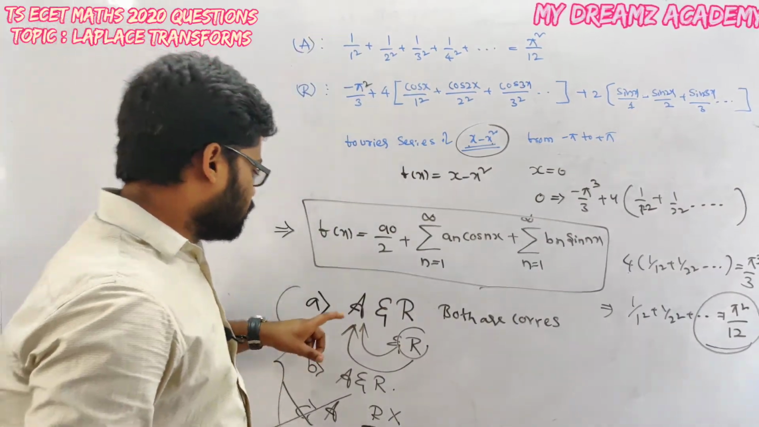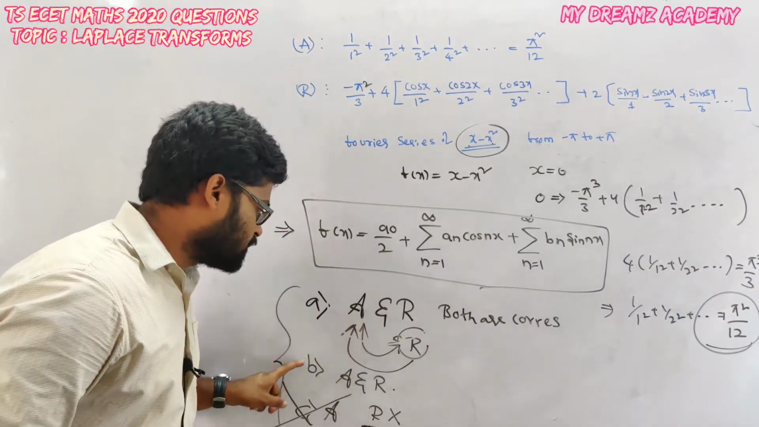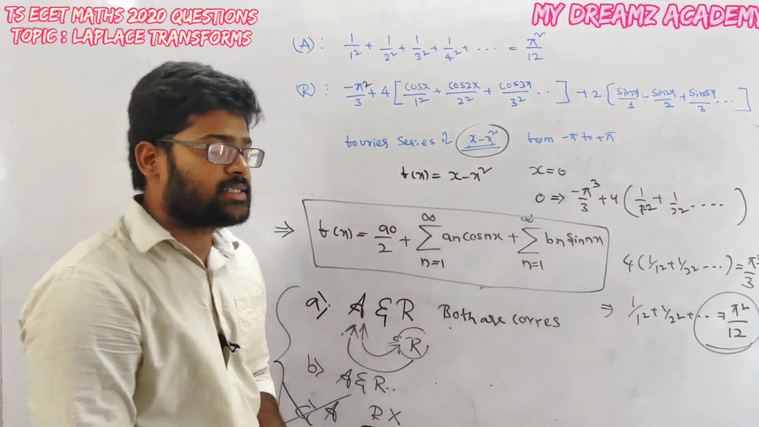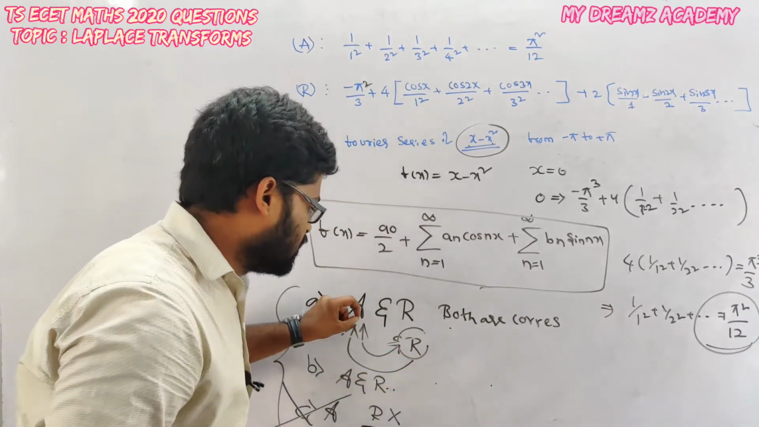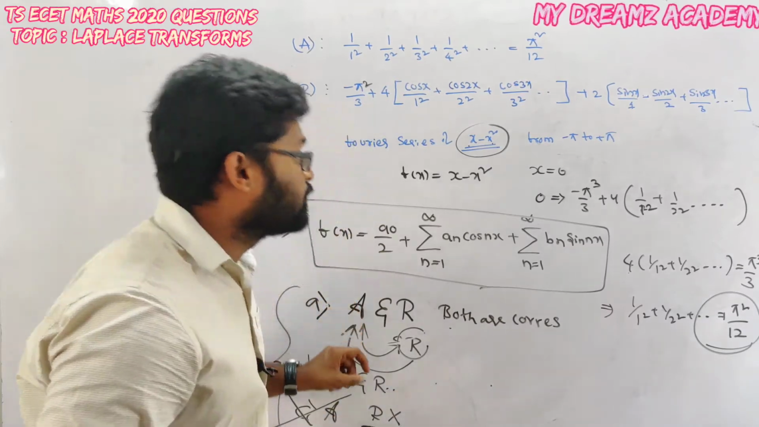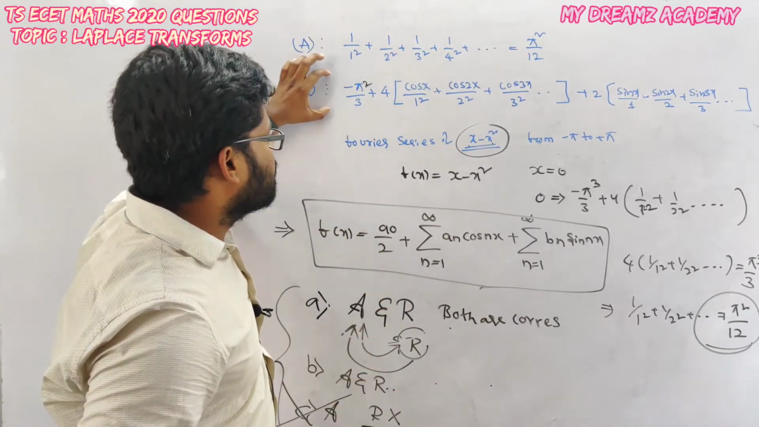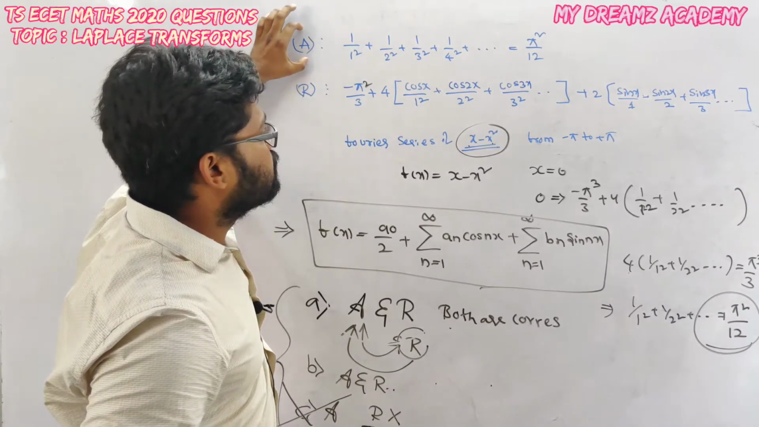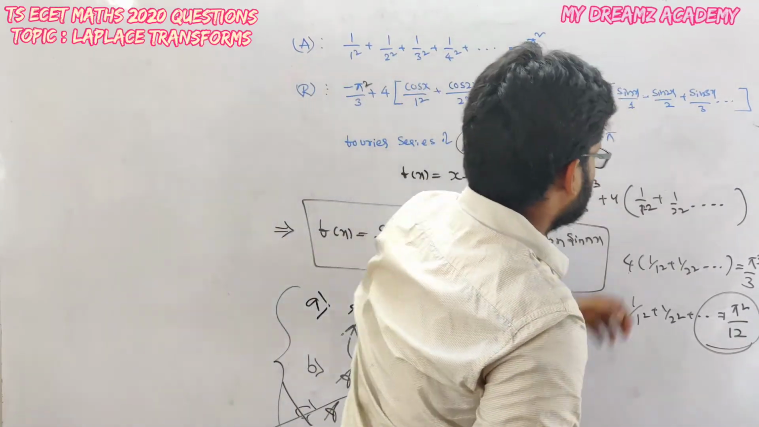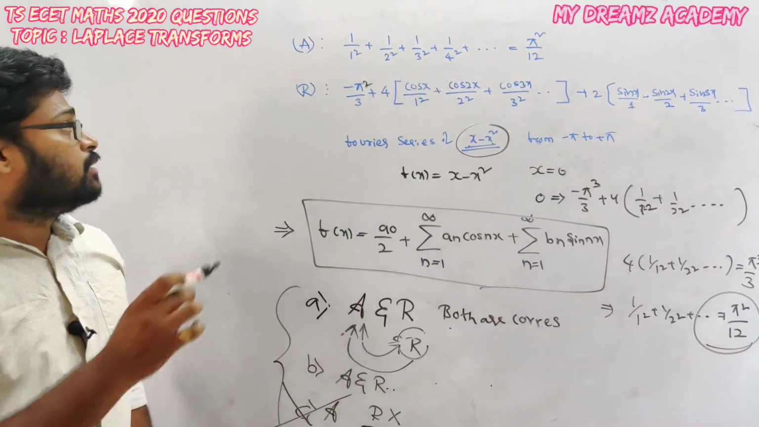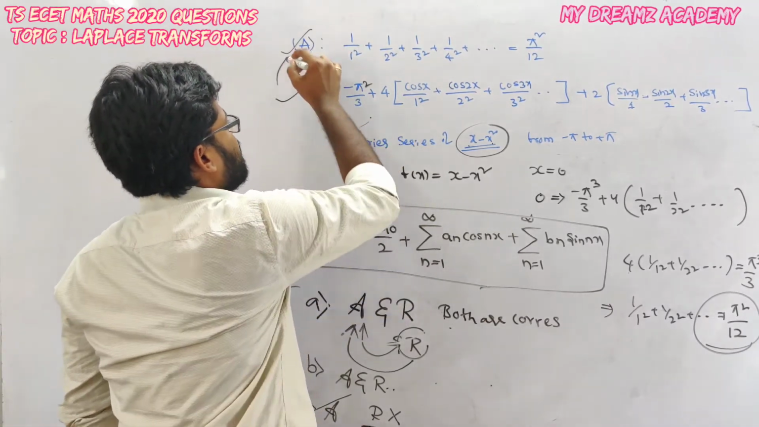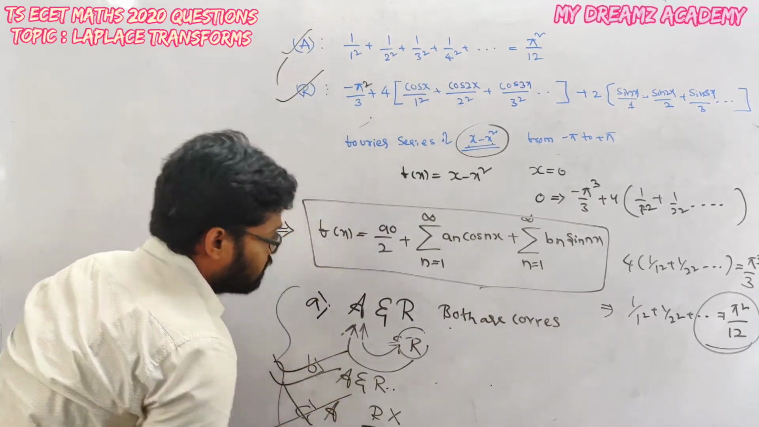But here what is option A? See option A and option B. Both assertion and reason are correct, and the next condition is that the reason is the correct explanation for the assertion in option A. In option B, the reason is not the correct explanation for A. This is correct individually and this is also correct individually. So assertion and reason are both correct, but the reason is not correct for the assertion. So option B is the answer. We'll see the next question.